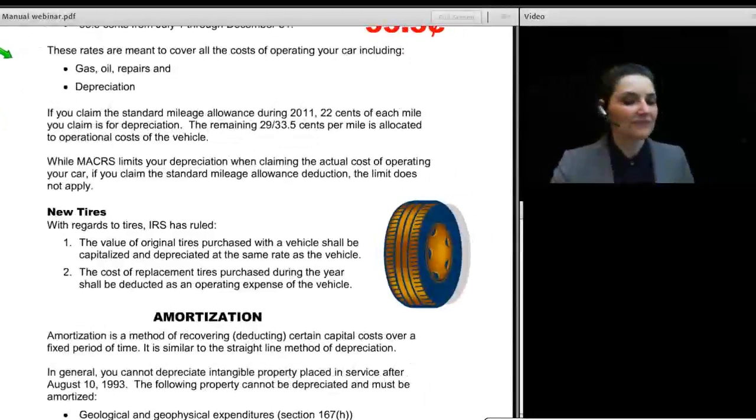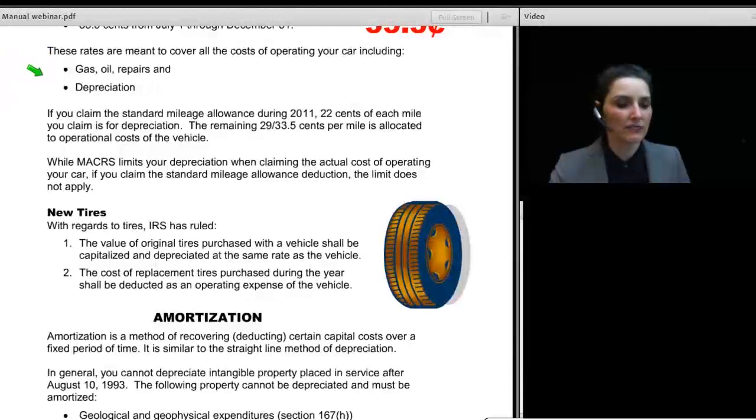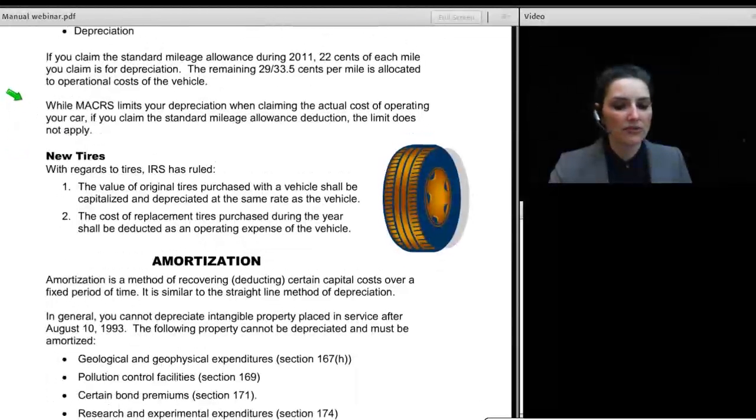All right. These rates, the standard mileage rates, are meant to cover all of the costs of operating your car, including gas, oil, repairs, and depreciation. If you claim the standard mileage rate during 2011, 22 cents of each mile you claim is depreciation, and the remaining 29 or 33.5 cents per mile is allocated to the operational cost of the vehicle. While MACRS limits your depreciation when claiming the actual cost of operating your car, if you claim the standard mileage allowance, that limit does not apply.